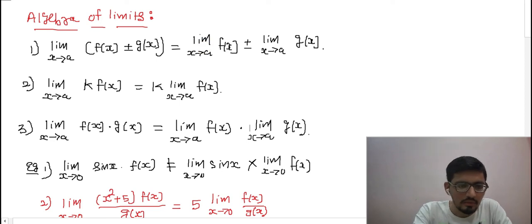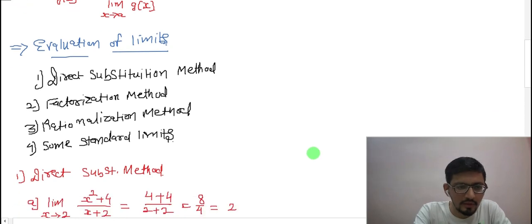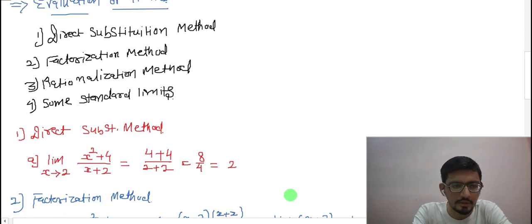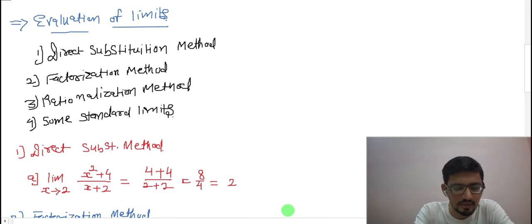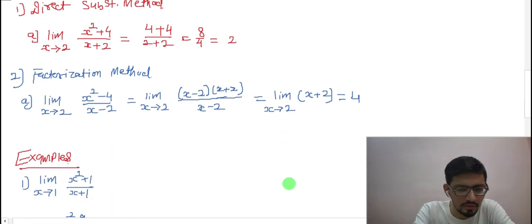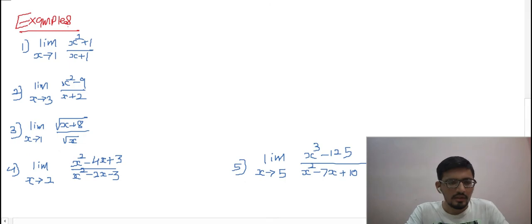So in the last video we studied the algebra of limits and different methods for evaluation of a limit: direct substitution method, factorization method, rationalization method and some standard limits. In that, I explained just one illustration. Now we will see some examples.